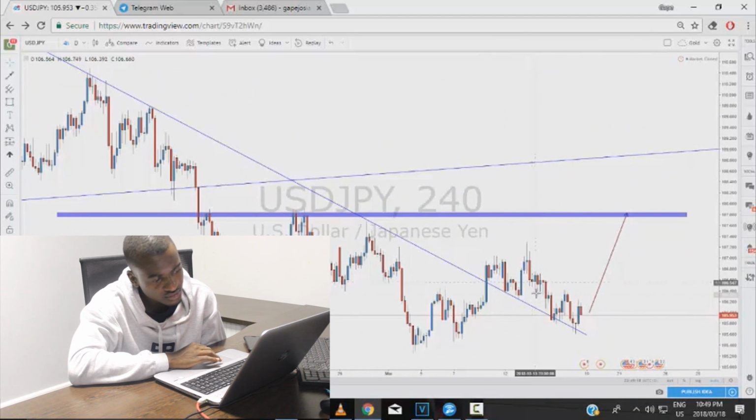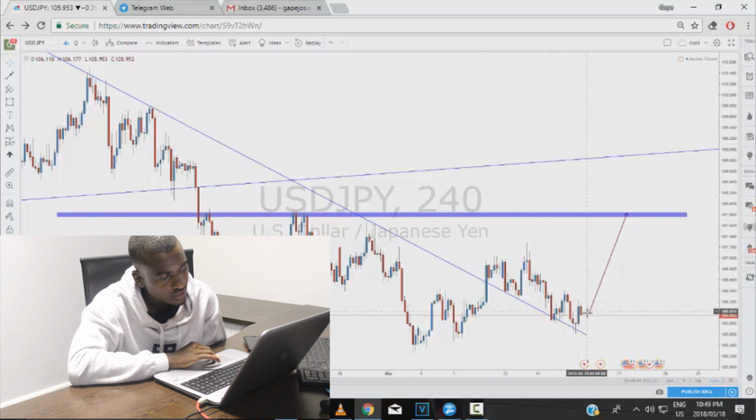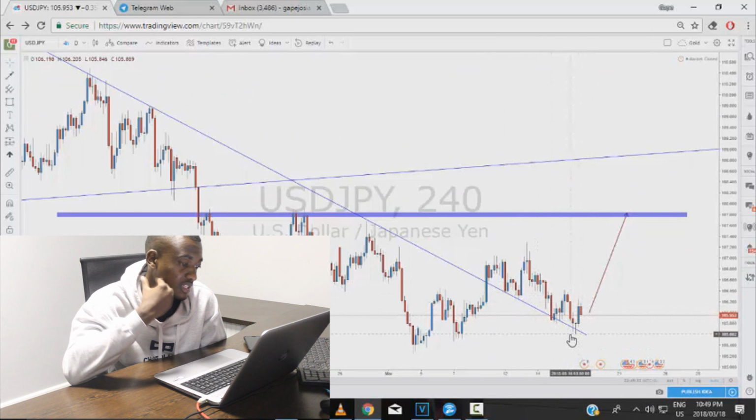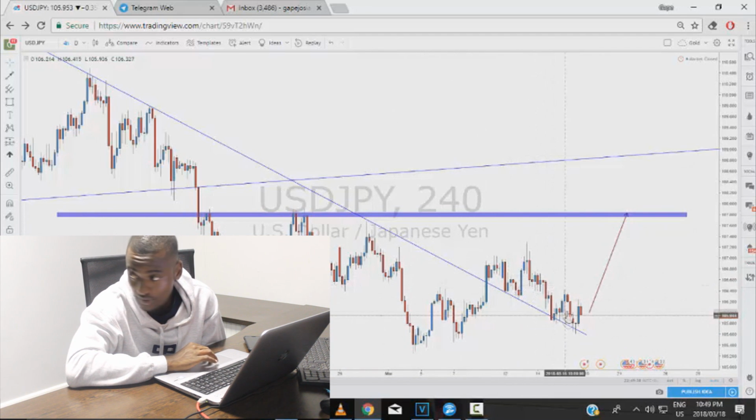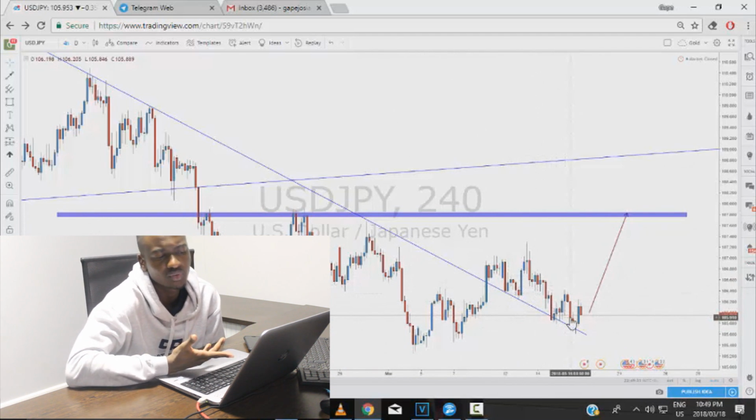Also, price is actually playing around this trend line that we have here, this dynamic support. This trend line was a dynamic resistance. Now it's our dynamic support.